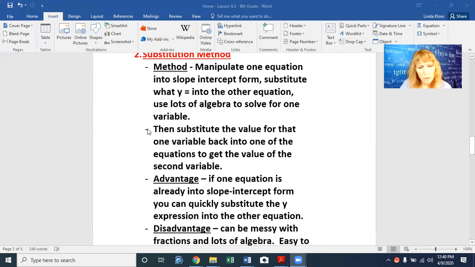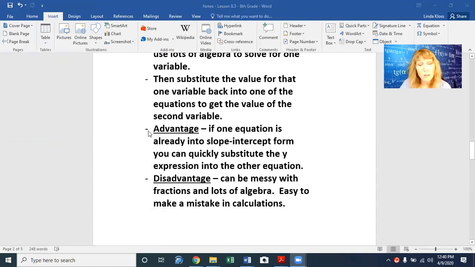The substitution method's advantage is that if one equation is already in slope-intercept format, it's pretty quick to substitute the expression for what y equals into the other equation. The disadvantage is it can be really messy when you're dealing with fractions. It also uses a ton of algebra. So if you felt kind of overwhelmed on the last lesson because of using the substitution method, today I think you're going to be like, oh, this is so much better. The substitution method can be messy and it's really easy to make mistakes.